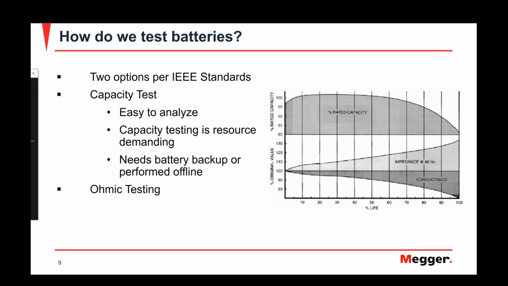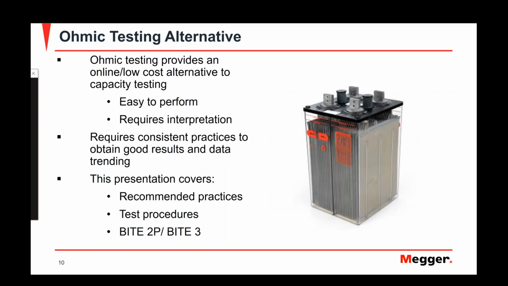However, we do have a second option to help fill that gap between capacity tests, and that's battery ohmic testing. Now, we can see in our graph over here that there is a correlation between the ohmic values that we would get and the capacity of a battery, and that's why we can use this method to help us evaluate the health of our batteries between those tests. The ohmic testing alternative is a test that we can do online, and it's low cost in comparison to capacity testing.